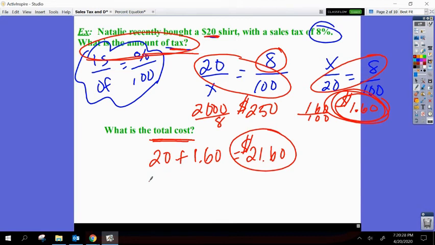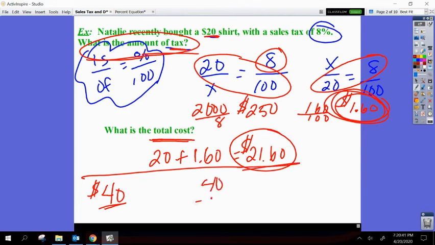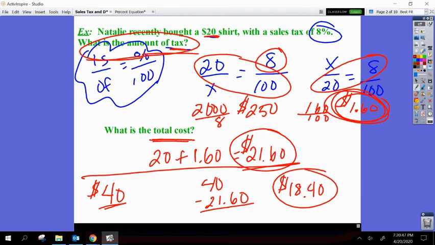Now they might say, oh, you paid with two $20 bills. So you gave the cashier $40. How much change do you get? So if you gave them $40 and you want to know how much change, that's another step. You would do 40 minus $21.60, and you get $18.40 as your change.